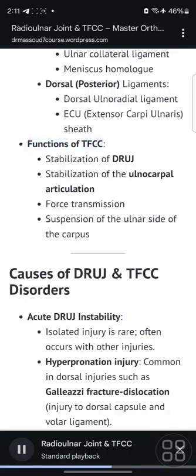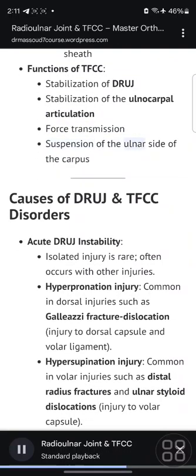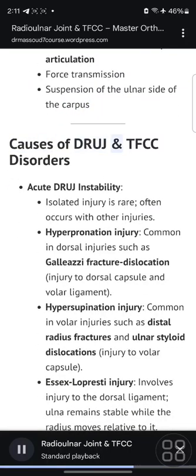Functions of TFCC. Stabilization of DRUJ. Stabilization of the ulnocarpal articulation. Force transmission. Suspension of the ulnar side of the carpus. Causes of DRUJ and TFCC disorders.